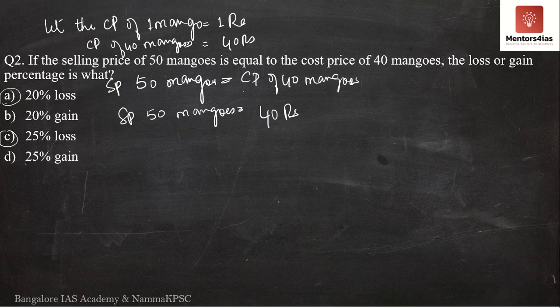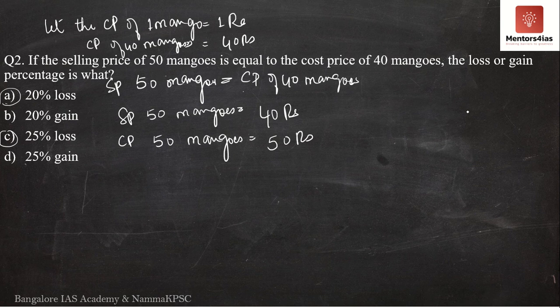Now, I did explain in the previous question, the quantity being sold or being purchased should be the same. So here also, in order to determine the loss or gain percentage, we will have to consider the cost price of 50 mangoes. So what will be the cost price of 50 mangoes? If one mango costs 1 rupee, the cost price of 50 mangoes will obviously be 50 rupees. Now once this is determined, it is simple, right? What is loss? Loss is nothing but 10 rupees.